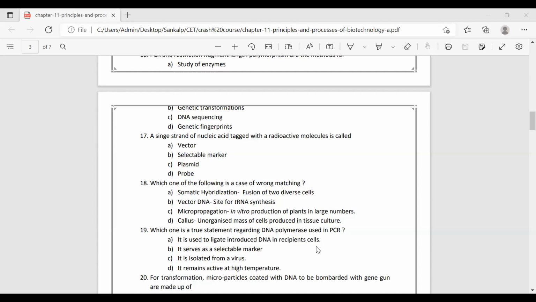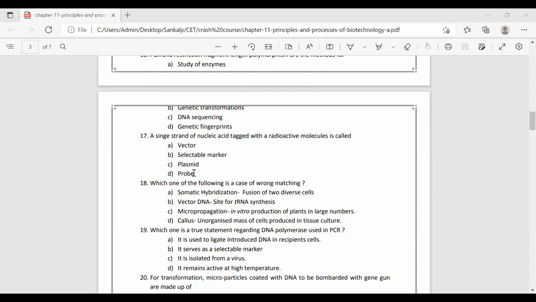The answer is option B, that is vector DNA. What do you mean by vector DNA? The DNA of a vector or a bacteria which is carrying the plasmid. But they have given site for transfer, that is tRNA synthesis. That is a wrong statement. So the wrong statement is option B.